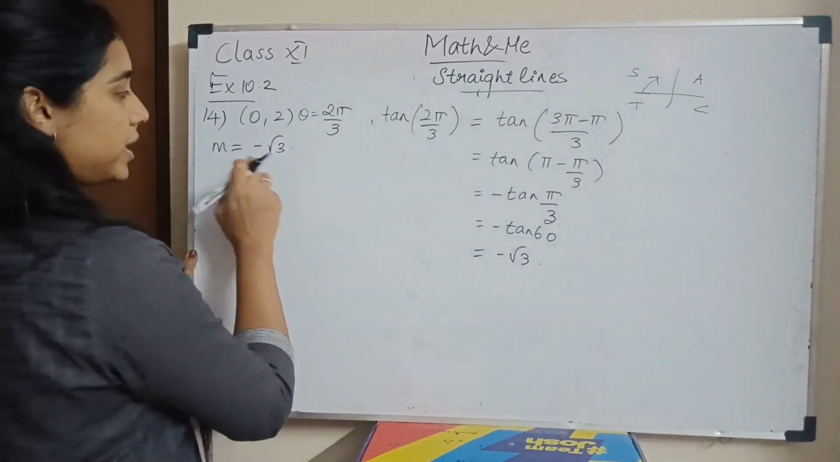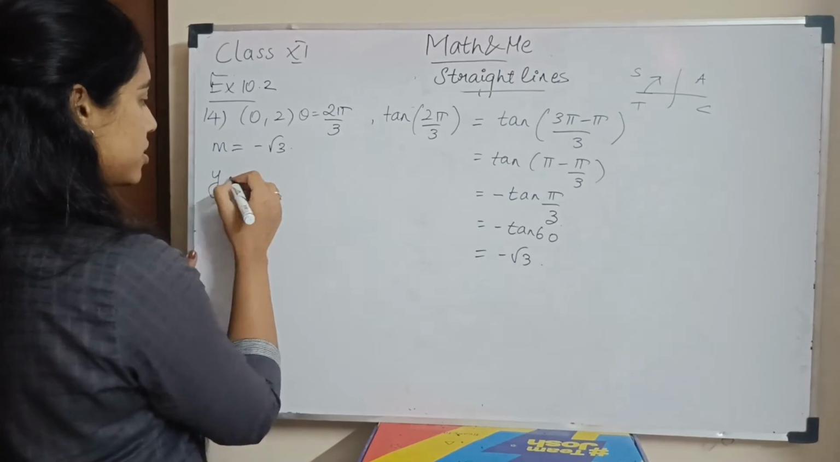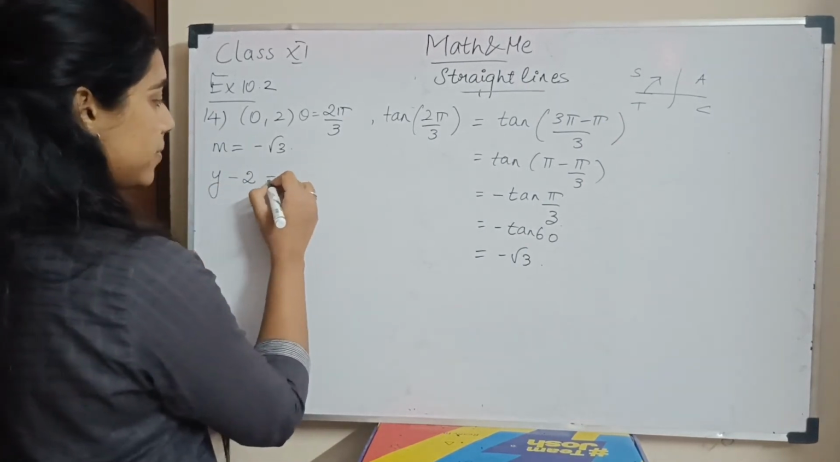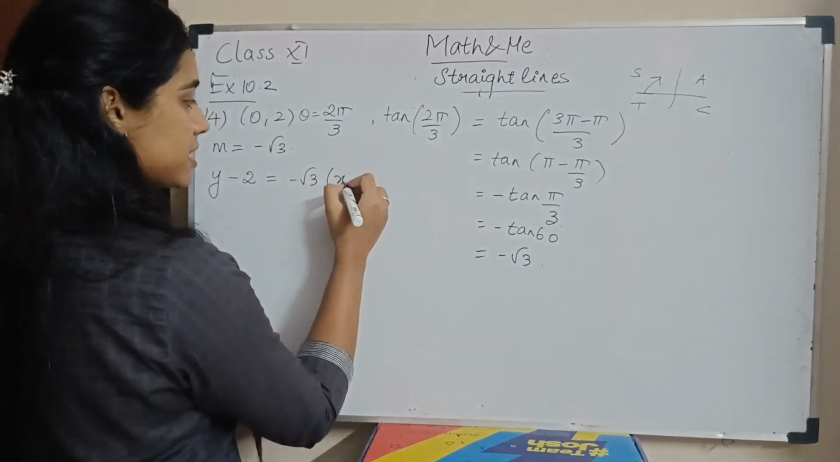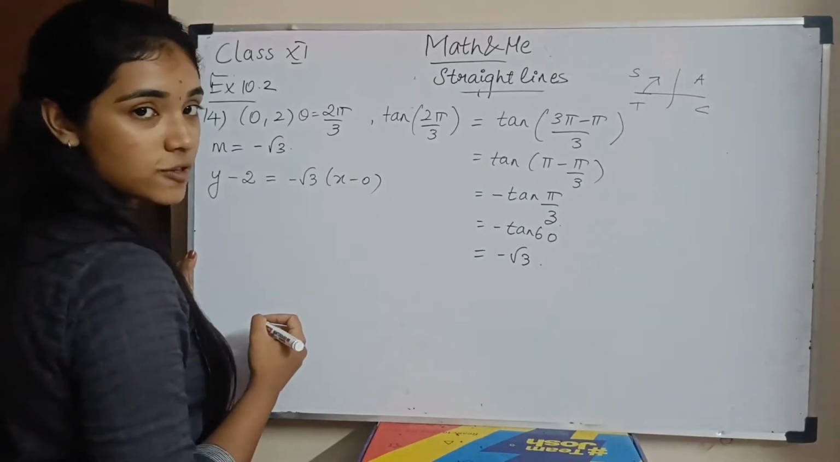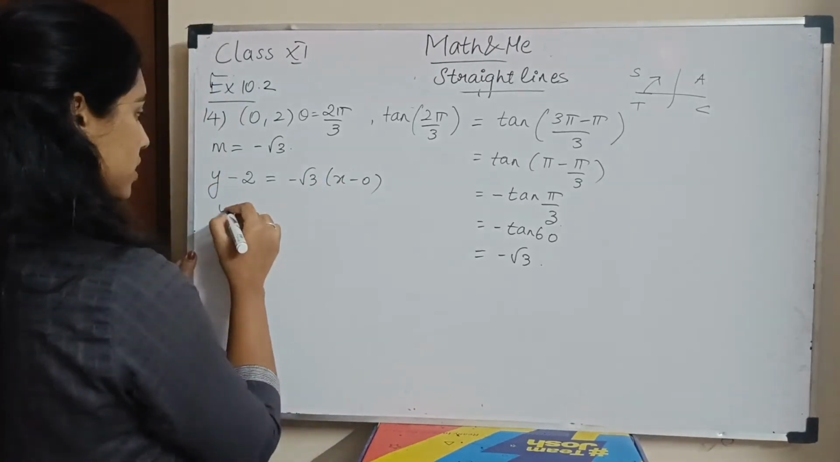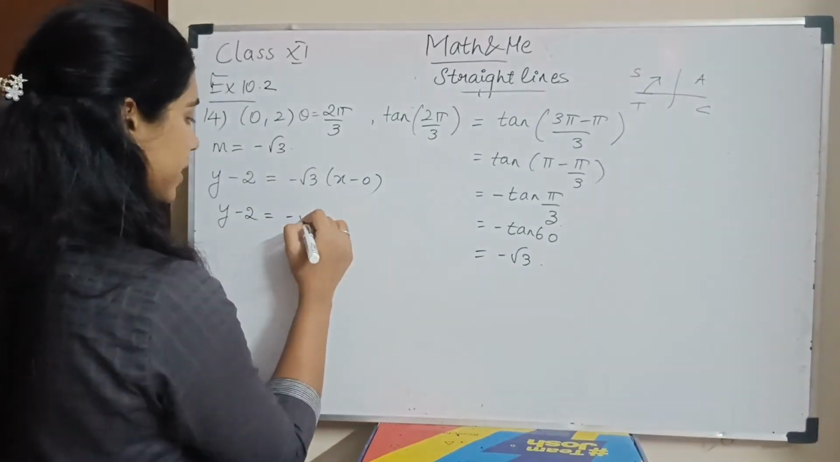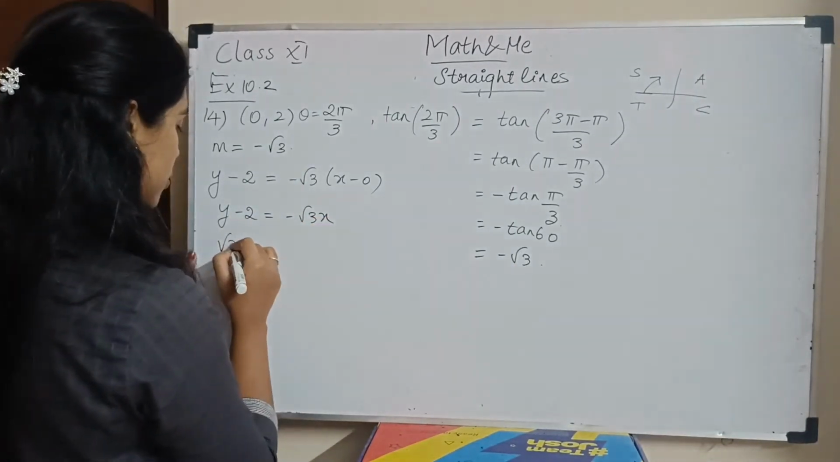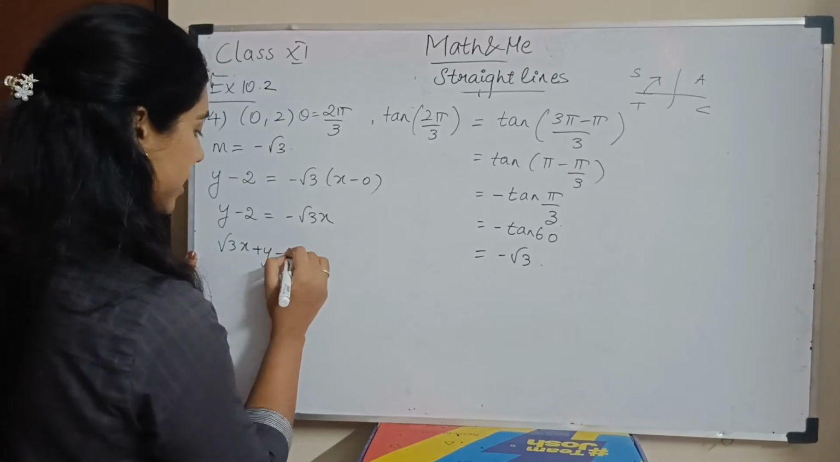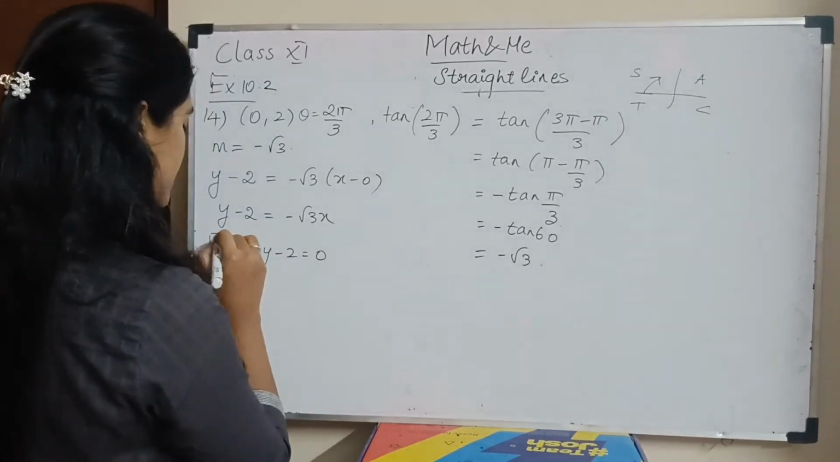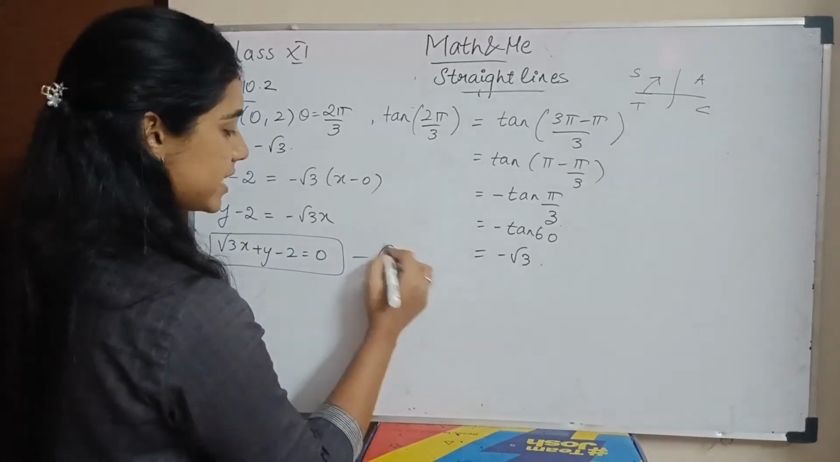So you have a point and a slope. So what is your equation? y minus y naught equals slope times x minus x naught. This is your point slope form, right? So y minus 2 equals minus root 3 x. Root 3 x plus y minus 2 equals 0. So this is your first equation.